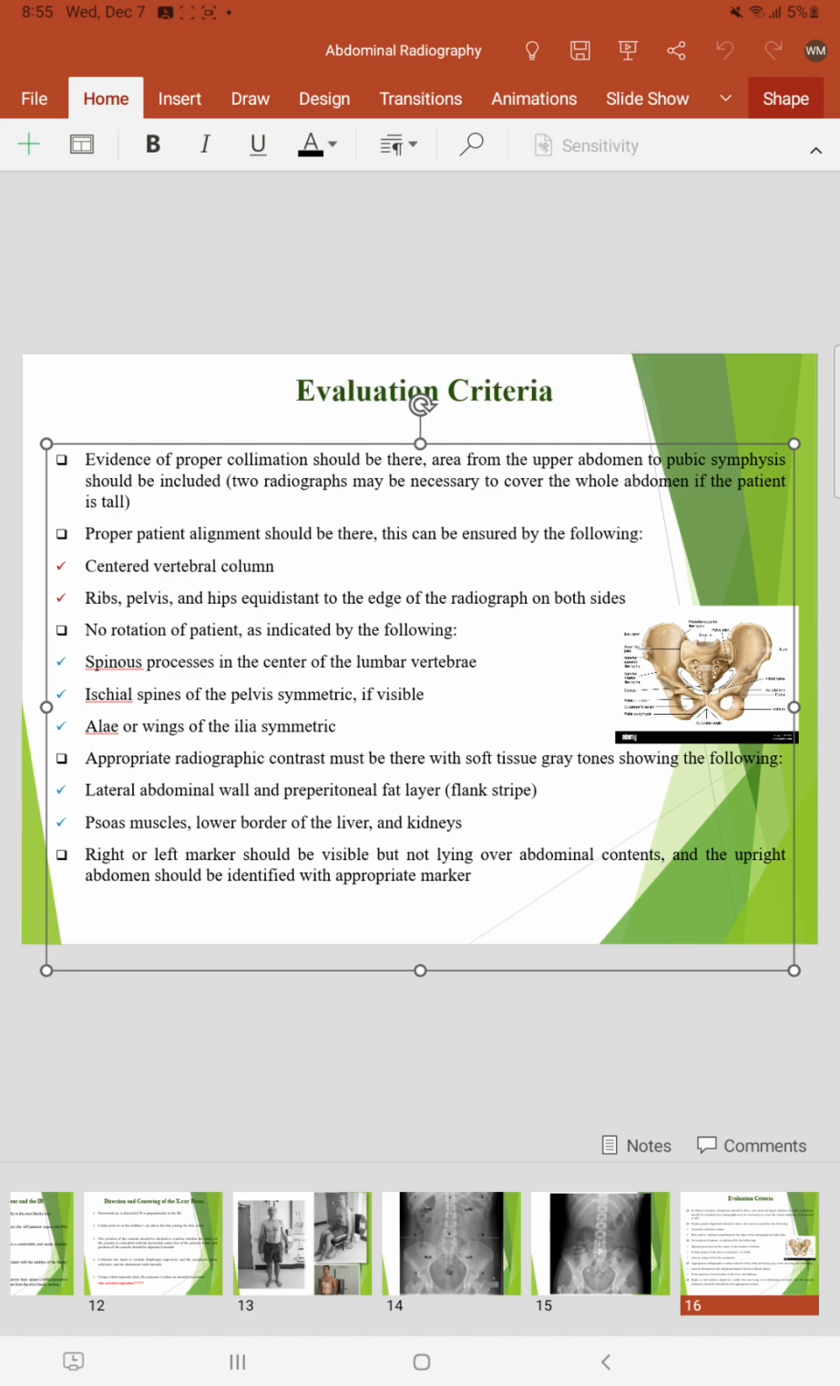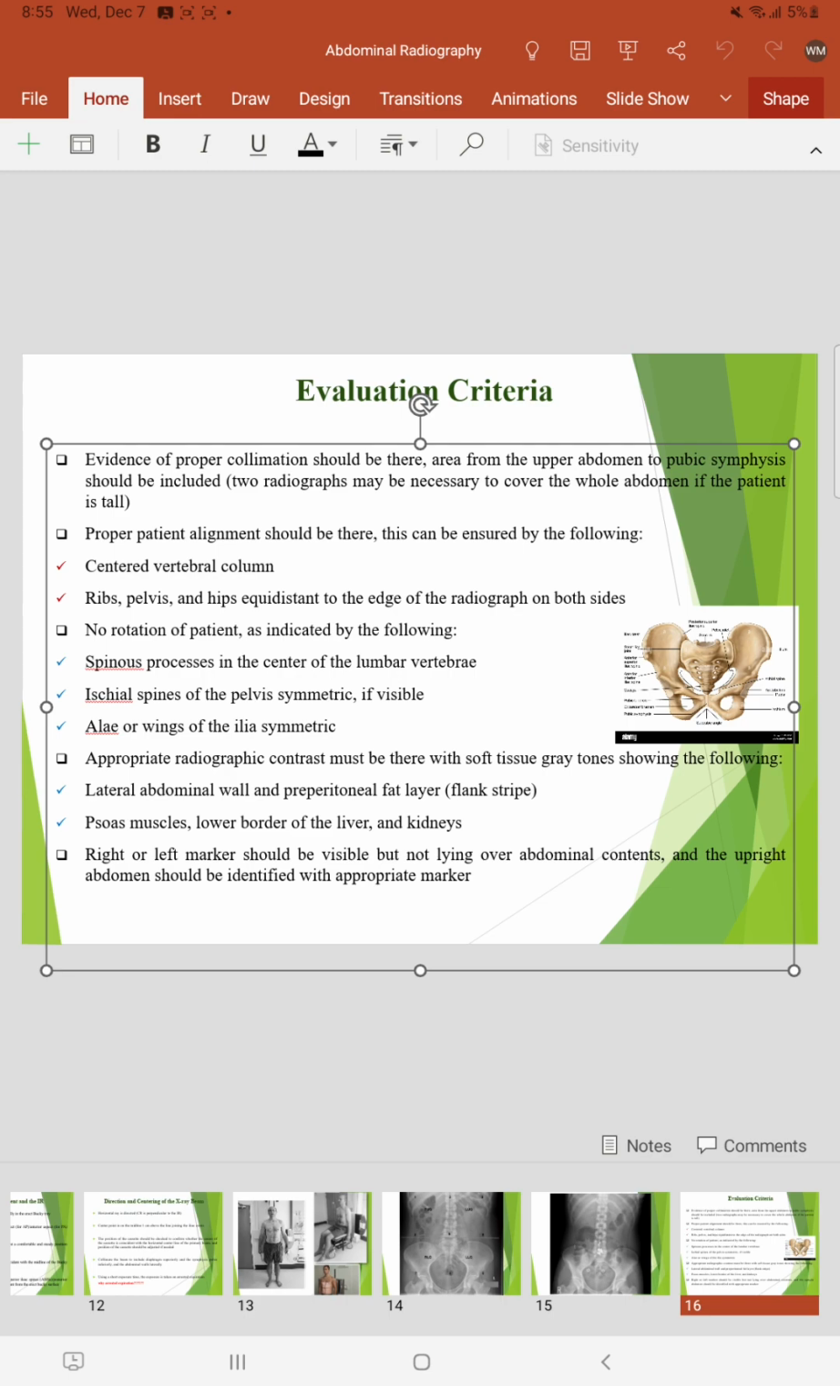Again, evaluation criteria. Evidence of proper collimation should be there. Area from the upper abdomen to pubic symphysis should be included. Two radiographs may be necessary to cover the whole abdomen if the patient is tall. Proper patient alignment should be there.